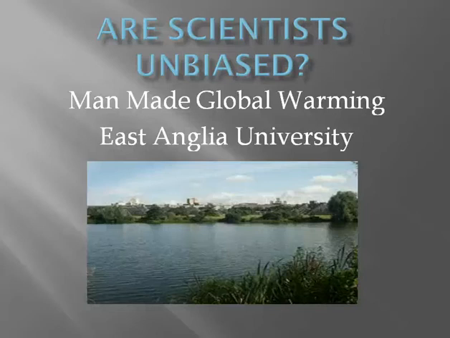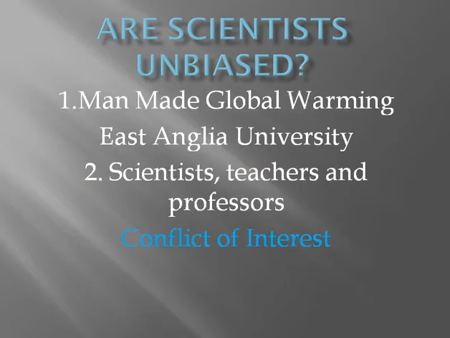Today we're going to look at the subject: are scientists unbiased? In the last video, we looked at man-made global warming, and we saw that at the University of East Anglia, some of the people that had the job of taking the data and then dispersing the results of that to the rest of the world, they changed the data to make it fit exactly the way they wanted it. So we saw that science was definitely compromised by these so-called scientists and teachers and so on.